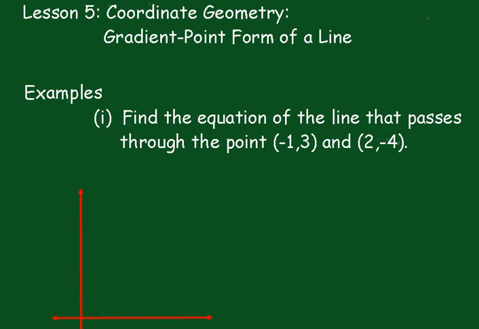Right, now here are some examples. First one, find the equation of the line that passes through the point minus 1, 3 and 2, negative 4. Now clearly what we need to do is determine the gradient, but before we do that, we're just going to plot these points very, very roughly. Now the point minus 1, 3 is about there, minus 1, 3, and 2, negative 4.